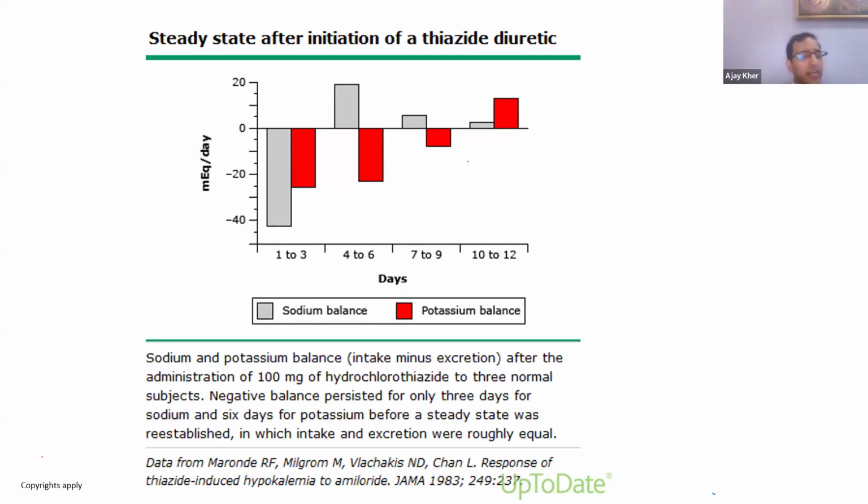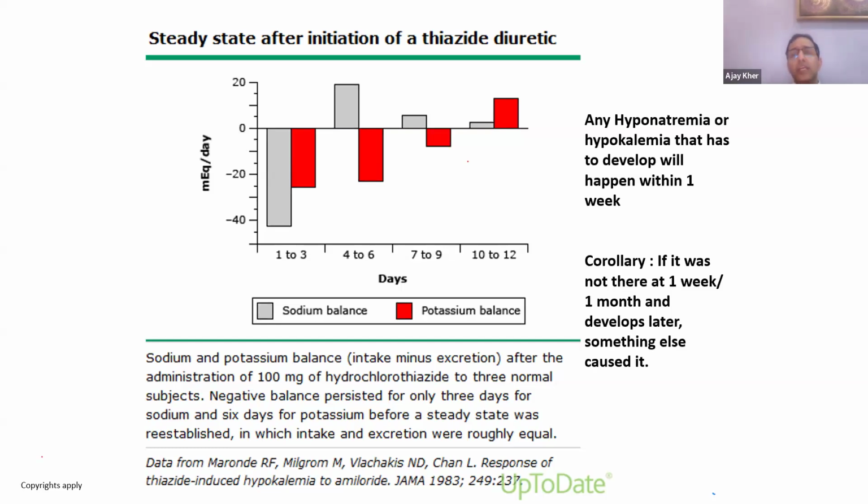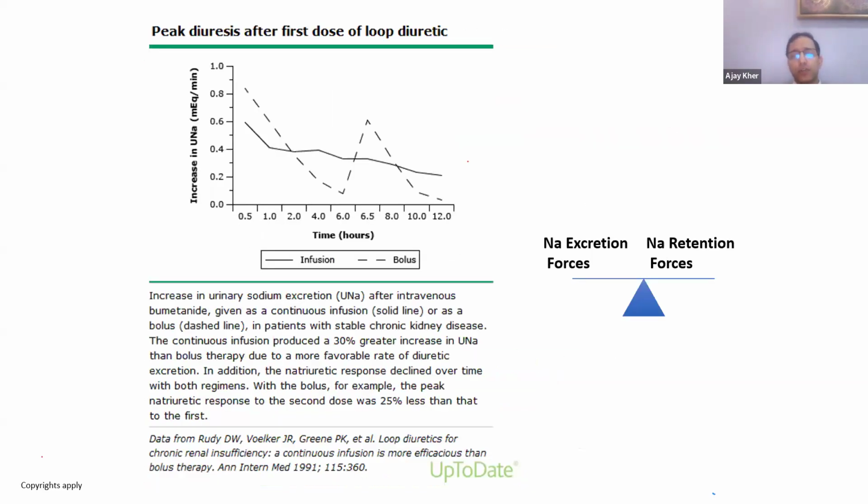So if you have someone on thiazide at, let's say, 12.5, and 10 days later they don't have hyponatremia or hypokalemia, and then 3 months later or 6 months later or a year later, they have developed hyponatremia or hypokalemia at that dose of thiazide, the thiazide is not to be blamed. There is something else that has happened that we need to look at, find, and diagnose, and that is what is the cause. So any hyponatremia or hypokalemia that's developed will happen within the week. If it's beyond it, something else caused it.